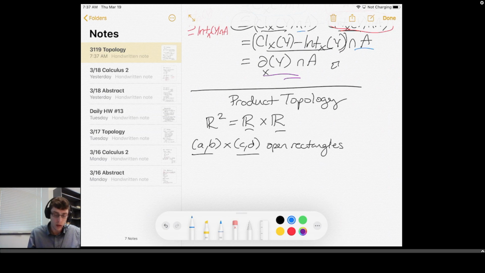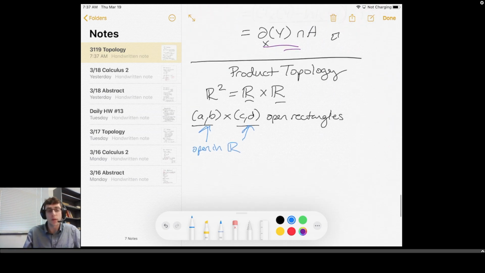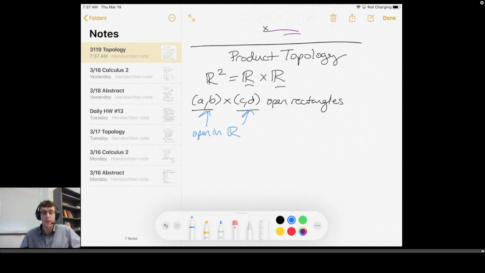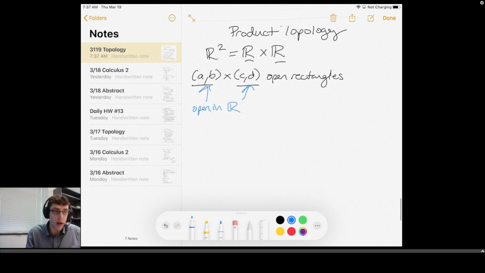Well, what are these guys individually? These are open in R. They're exactly the open intervals for our standard basis in R. And so this kind of leads to a definition for an open set inside a product. Okay, now the maybe surprising thing is that it doesn't tell us what every open set looks like, but rather gives us a basis. Okay, so here's our definition.